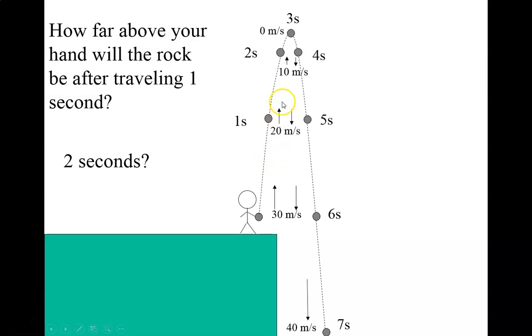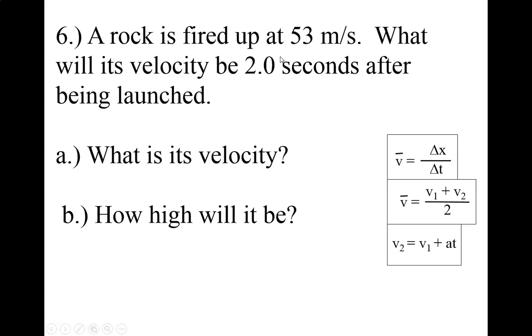After 2 seconds, let's see. My initial speed is 30, and you're going to have some tables where you fill in this kind of logic, although it'll be in a table form. So if I throw it up at 30, and after 2 seconds it's going to be moving at 10, the average speed is going to be 30 plus 10, so that'll be 40 divided by 2, it'll be 20 meters per second. So the average speed is 20 meters per second, and it was rising for 2 seconds. 20 times 2 is 40, so it'll be 40 meters above my hand, etc.